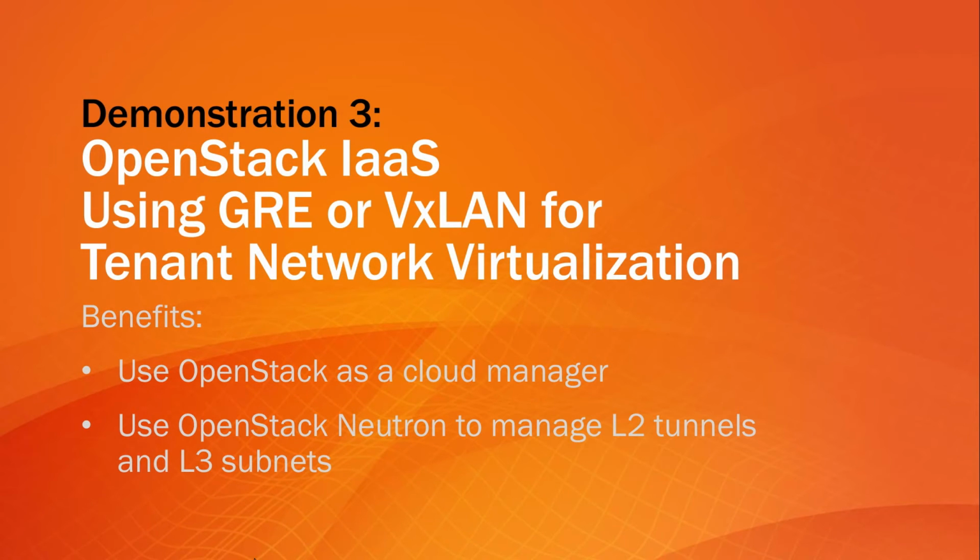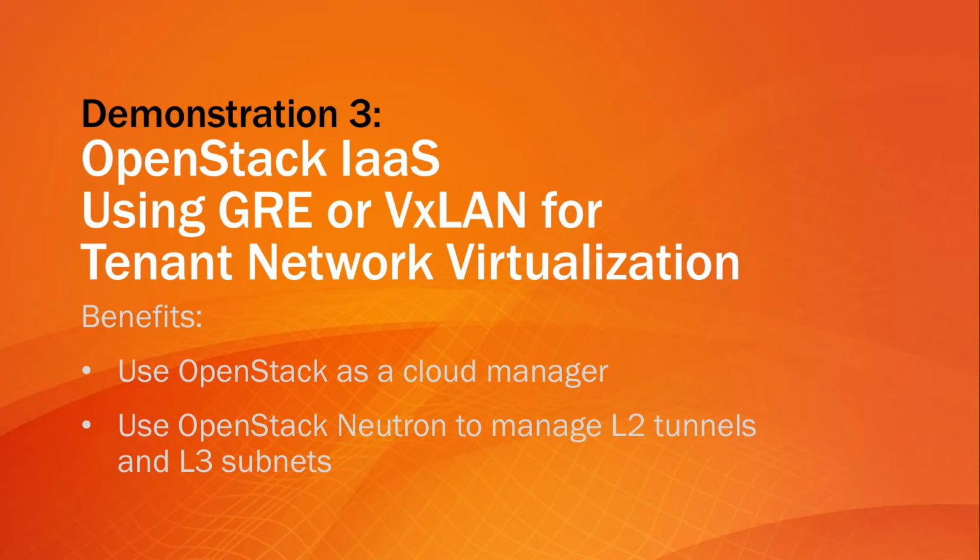In our third demonstration, we will show the use of GRE or VXLAN as an overlay technology to support tenant network virtualization. Here, OpenStack will establish tunnels between compute nodes as the tenant's L2 network, and then L3 subnets will be built on top of those tunnels. Through the F5 LBaaS plugin, the ADC will correctly join the tunnel mesh with the other compute nodes in the overlay network, and then will allocate any IP addresses it needs to perform its services.